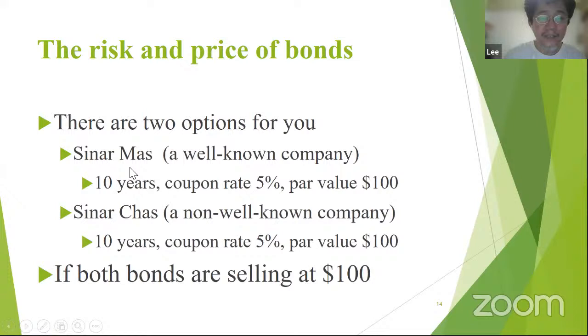In this case, the first company and the second company are both based on 10 years maturity, and the coupon rate, the stated rate, is 5%. And the par value is $100. Both companies are totally the same, so I can compare the bond price. If the maturity is different, or the coupon rate is different, or the par value is different, you cannot compare the bond price directly.